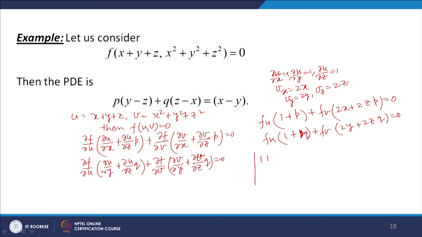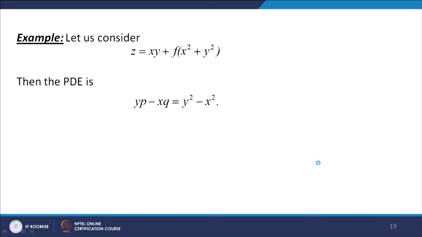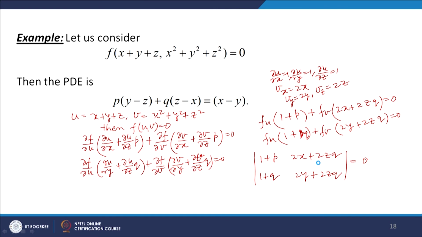So, 1 plus p, 1 plus q and 2x plus 2zp, here we have 2y plus 2zq equal to 0. So, when you expand this determinant, you arrive at this equation: p times y minus z plus q times z minus x equal to x minus y from here.